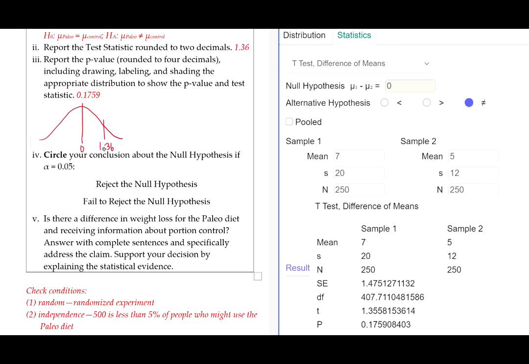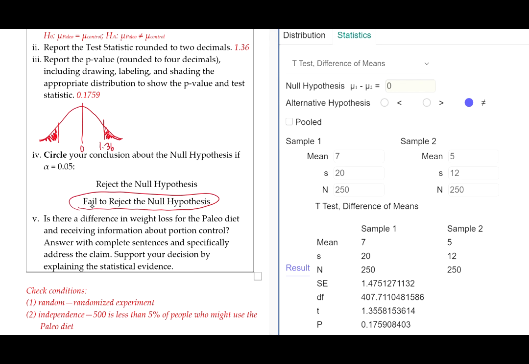The p-value then, because this is a two-sided test with a not equal to in the alternative hypothesis, needs to include the area at that test statistic or further to the right, and also that same area in the left tail. So for a two-sided test, we will include the areas in both tails. And that gives us a p-value of 0.1759. Based on this p-value, since it is greater than an alpha of 0.05, we know that our results are not unusual under the assumption that the null hypothesis is true, and so therefore we will fail to reject the null hypothesis.